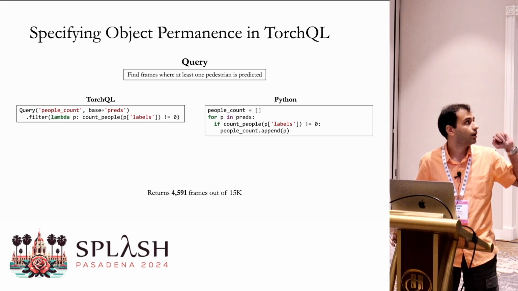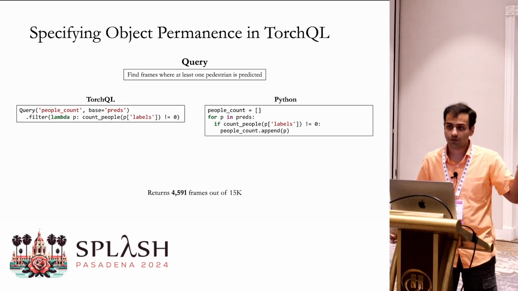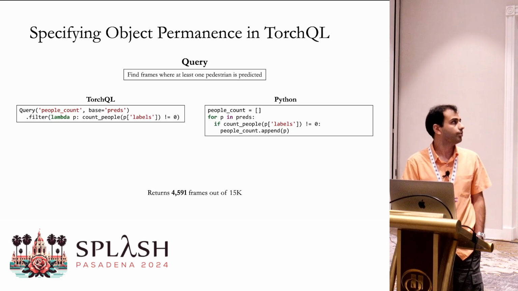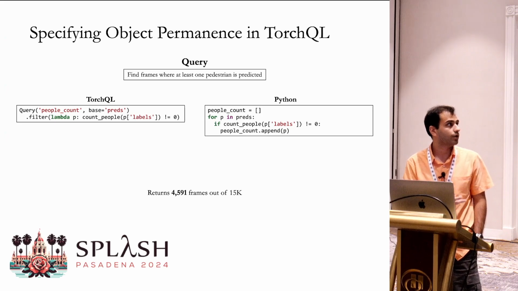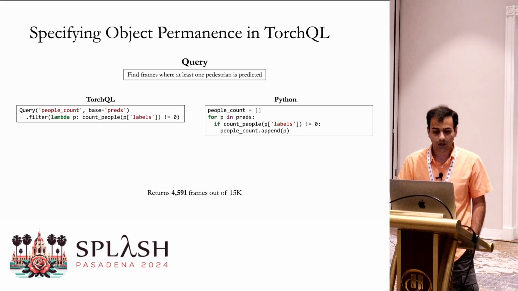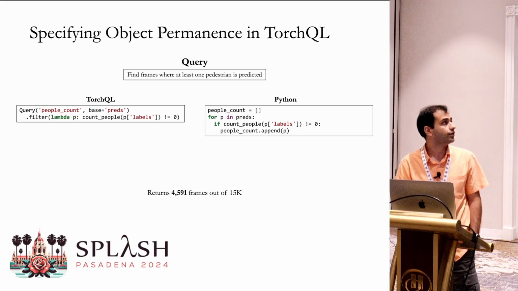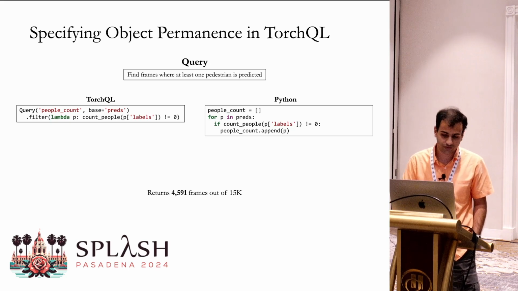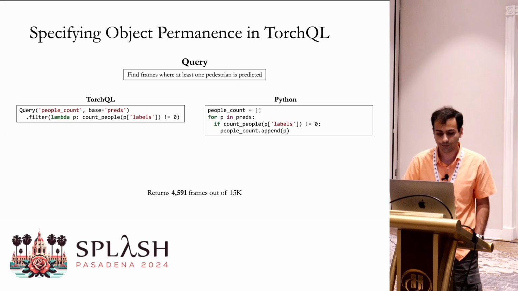We have a query named people count, which is based on the predictions. And we simply apply a filter operation over that, where you count the number of people in every single frame, in every single prediction. Now, count people, as you can see, is a function that has been defined somewhere else. And it can be arbitrarily complex, but for this case, it's literally a few lines of code that just takes all the people predicted and counts the number which are actually people.